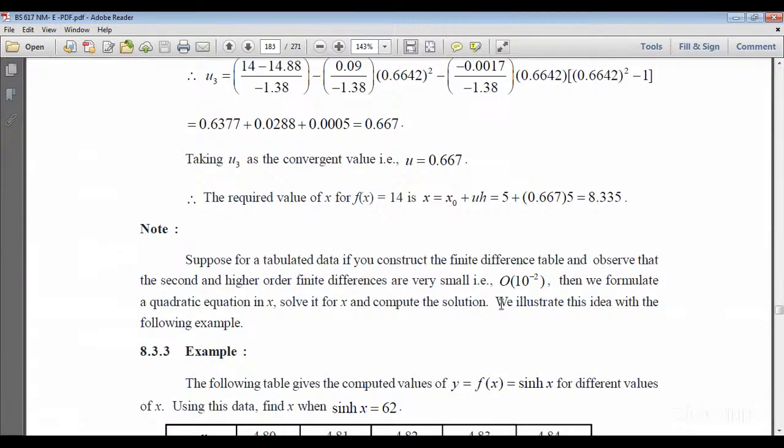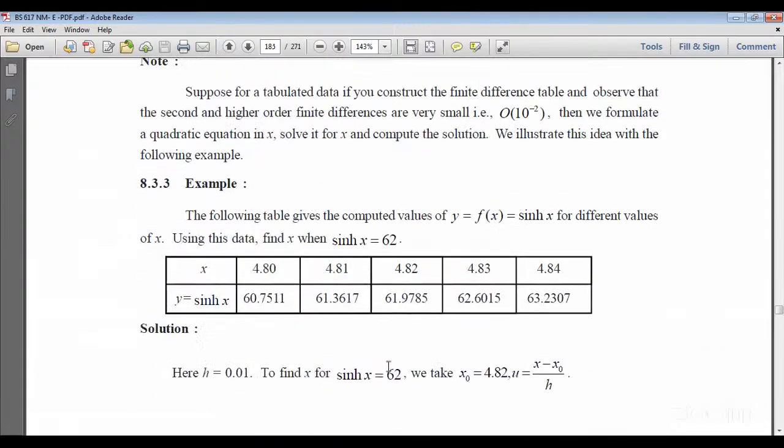So that is 8.335. Suppose for a tabulated data you construct the finite difference table and observe that the second and higher order finite differences are very small, of the order of 10 to the power minus 2. Then we can formulate a quadratic equation for x, solve it for x and come to the solution. Illustrate the idea with the following example.